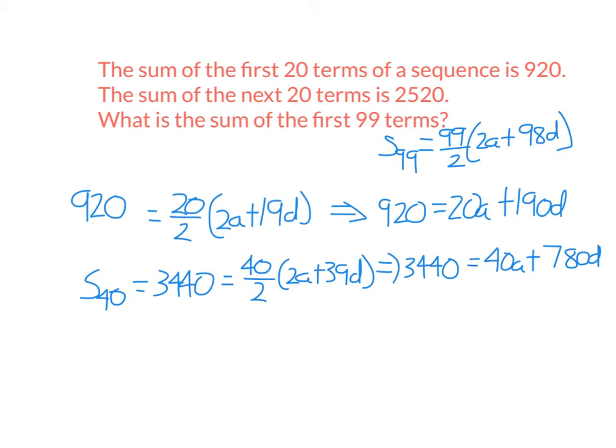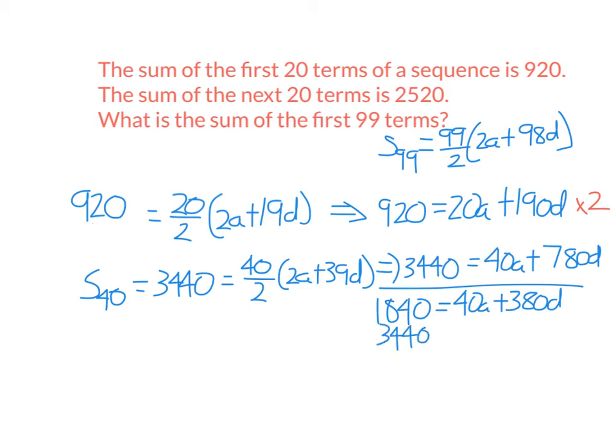So we need to solve these two equations simultaneously. So remember, we can only eliminate one of the variables when the coefficient is the same in both equations. So I'm going to times this equation by 2. That will make the a's both have a coefficient of 40. So the top equation becomes this, and I leave the bottom equation alone. So now what I'm going to do is subtract. I'm going to subtract the top equation from the bottom. So 3440 minus 1840 gives me 1600.